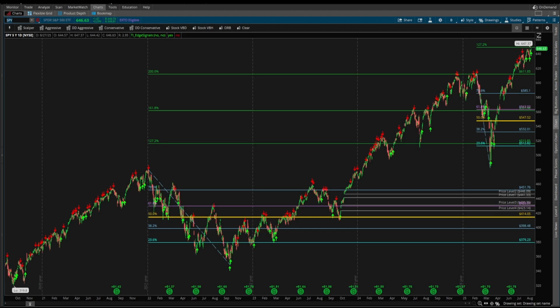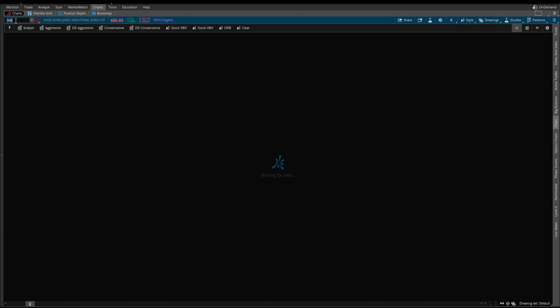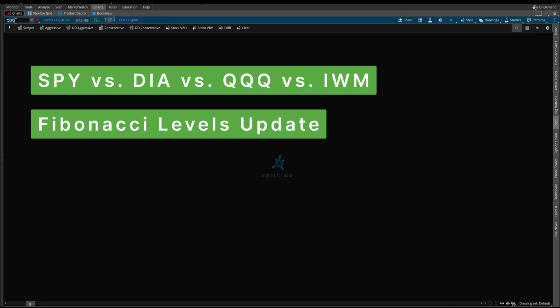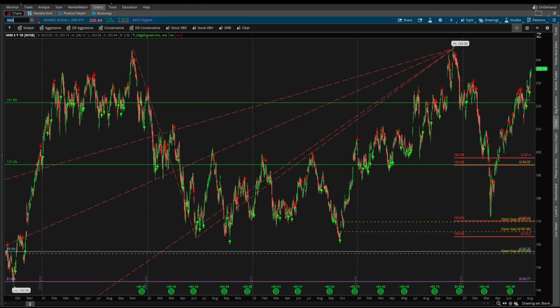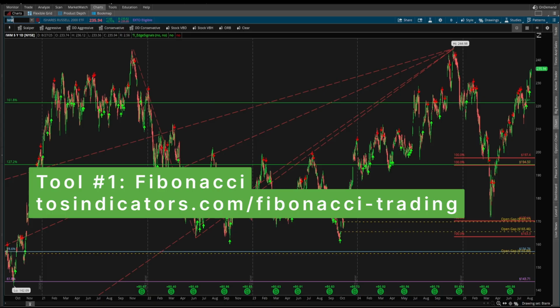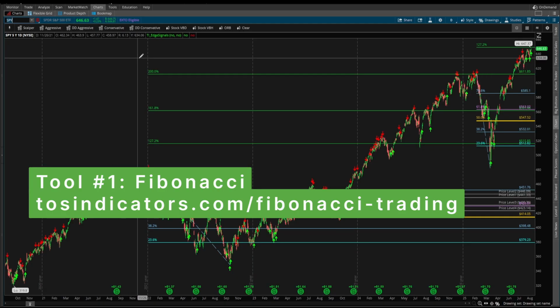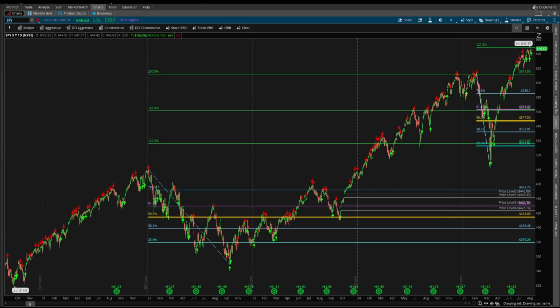In today's video, we're going to take a look at the four major index markets: SPY, DIA, QQQ, and IWM. We're going to look at all four of these markets with two different indicators. The first is not really an indicator, it's a drawing tool, and that's Fibonacci. I'll walk through all of the different Fibonacci levels I have to get an idea of which market is extended, which market still has targets to the upside, and if so, what are those targets?